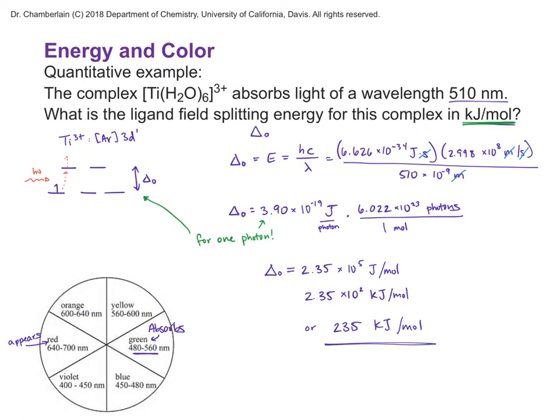So a pretty straightforward calculation. It does require that you put together the pieces, right? We're putting together the wavelength absorbed. That wavelength that the electron absorbs is the same thing as the splitting energy. And then I'm using the energy for a photon to calculate that splitting energy in kilojoules per mole. So thinking about a mole of photons.